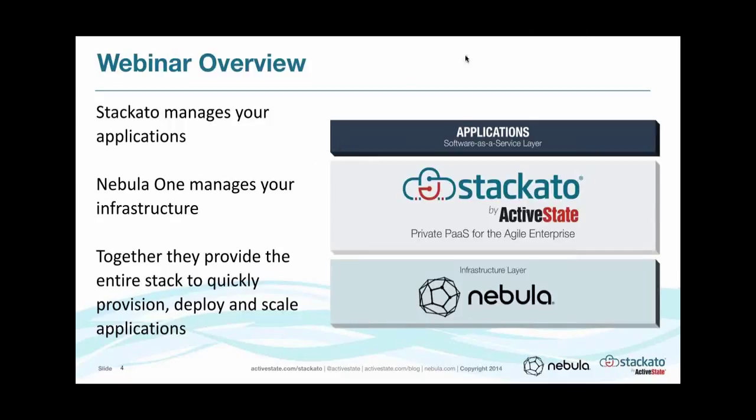In this webinar, we'll see the complete stack from soup to nuts. At your infrastructure layer, you've got Nebula, and on top of that infrastructure, we run Stackato. Stackato is there for deploying all your applications. Together they provide the entire stack to quickly provision, deploy, and scale your applications, and scalability is a large part of this.